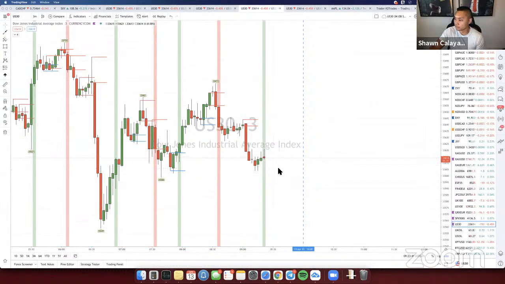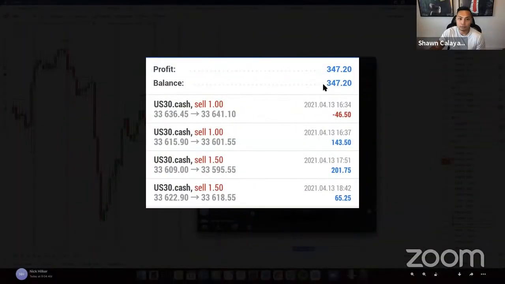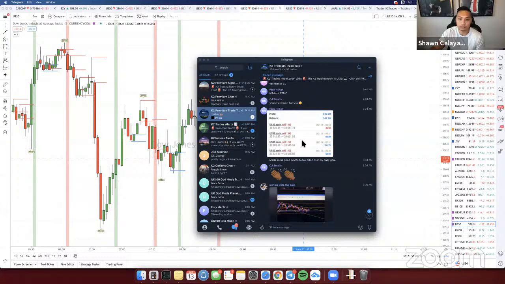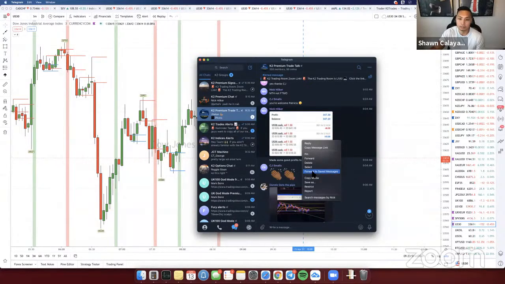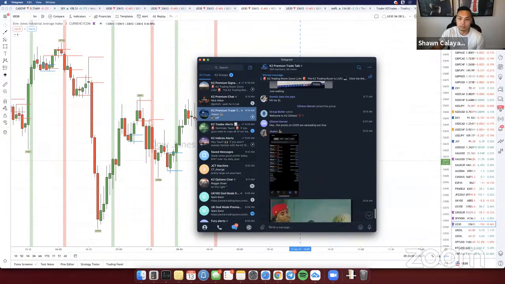Let's see. It looks like a lot of you guys did lock in some pretty decent profits today, even though I took a couple losses myself. Nick over here locked in 347. So it looks like, Nick, you took a lot of these trades that I called, but you pulled out a little earlier, which is a smart move for you on that end. So you hit your daily goal, 147 over your daily goal. Nice, Nick.